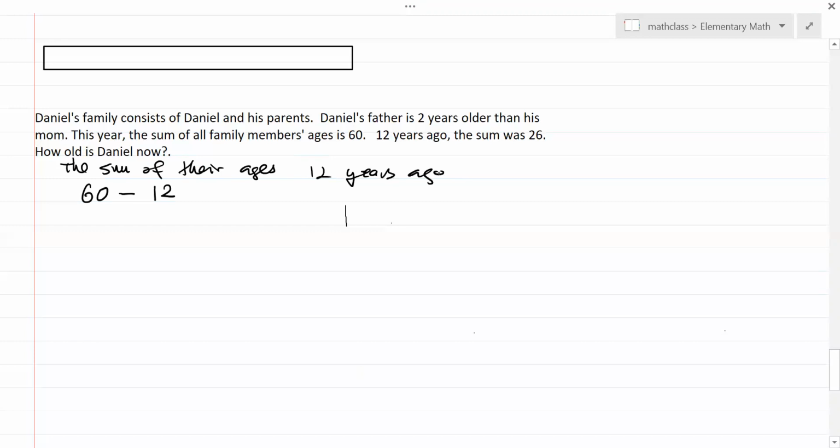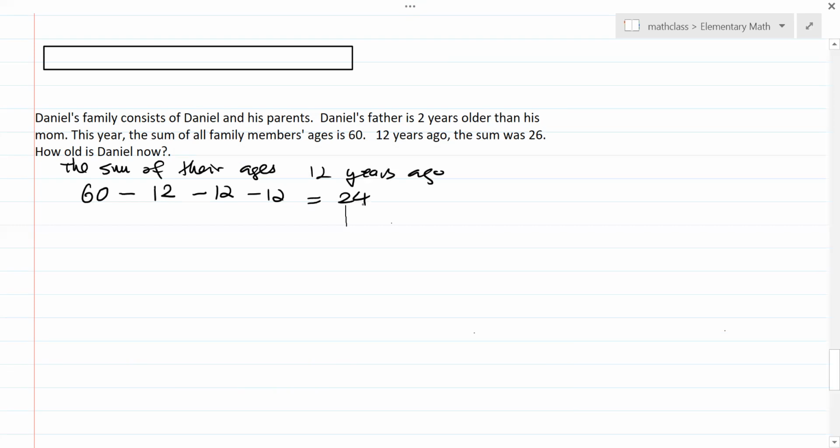I assume all of them were there, so everyone has to subtract 12 years. Daniel's mom is also 12 years younger. Daniel, if he was there, is also 12 years younger. So that's the sum of their ages 12 years ago. Let's count that. What do you get? 60 minus 36, so that will be 24.